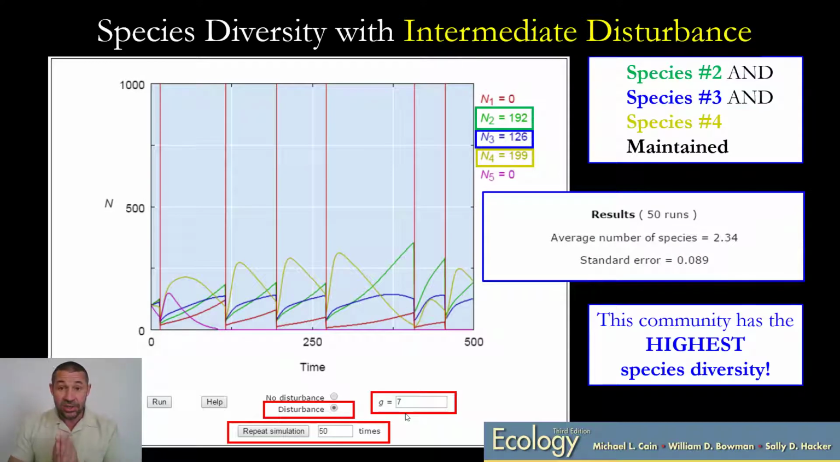Here, species 2, 3, and 4 are maintained, resulting in the highest average species diversity and providing some theoretical support for the intermediate disturbance hypothesis. So, case closed.